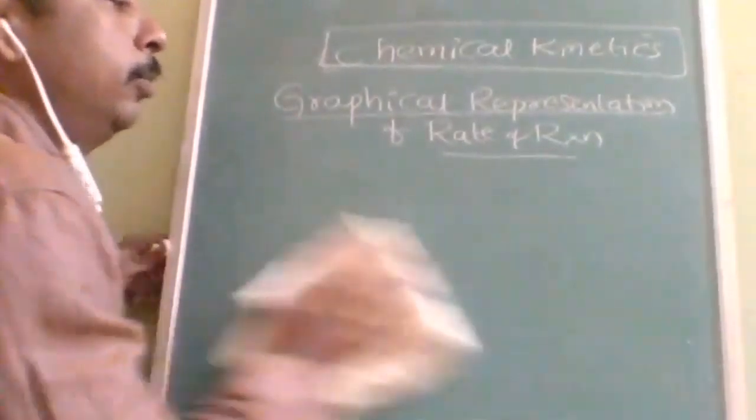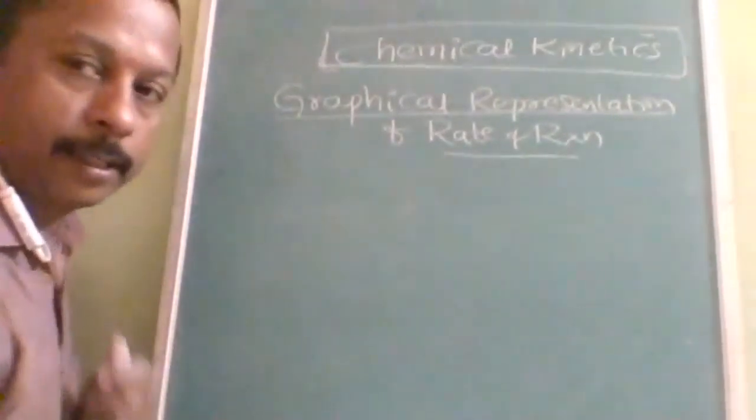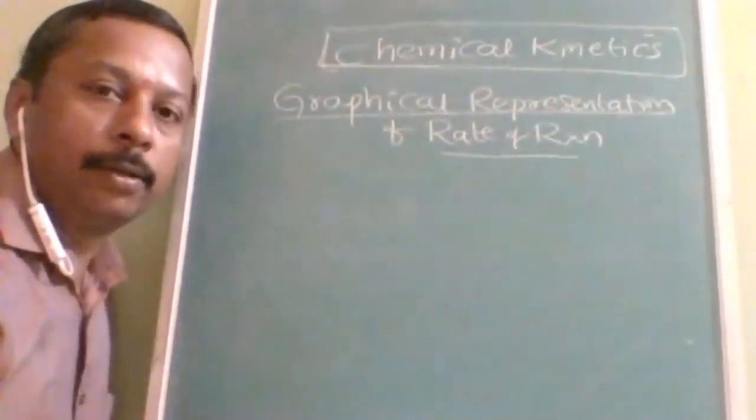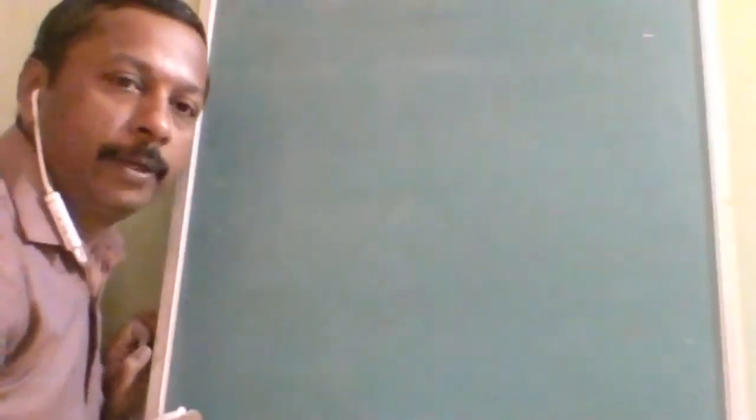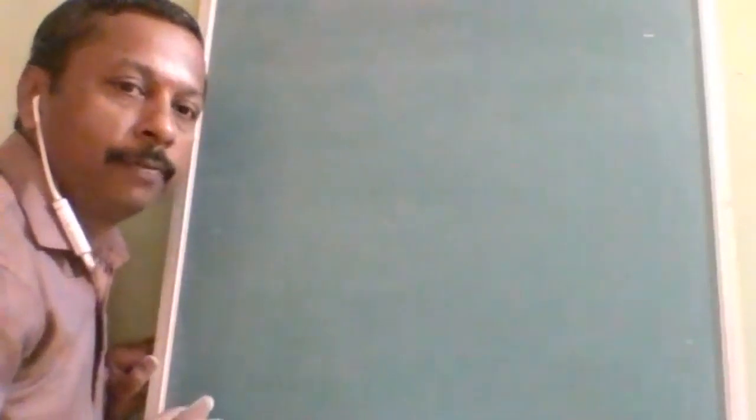Now let us see some factors influencing the rate of reaction. The graphical representation part is now over, we have completed it successfully. Now we will be concentrating on the factors affecting the rate of reaction.